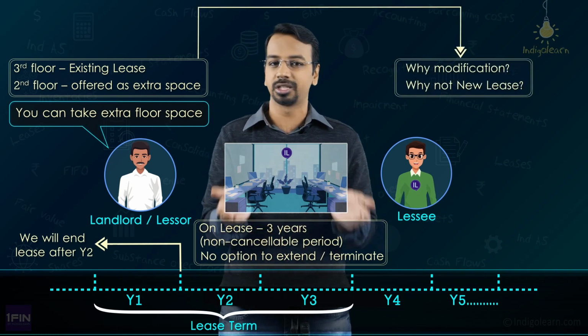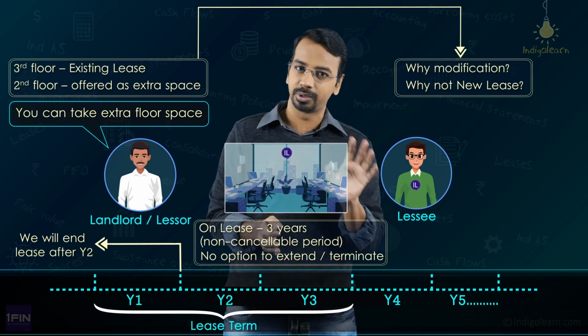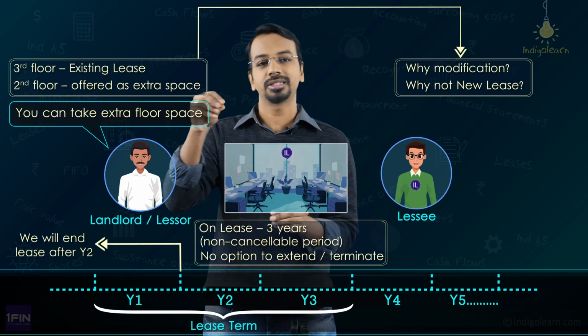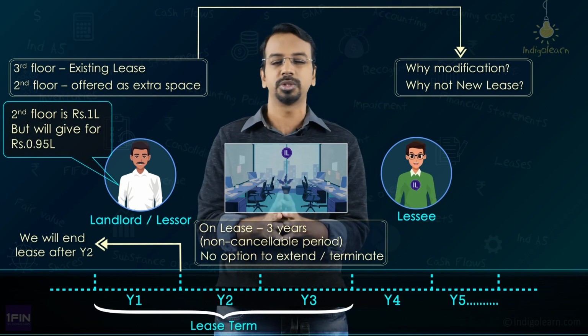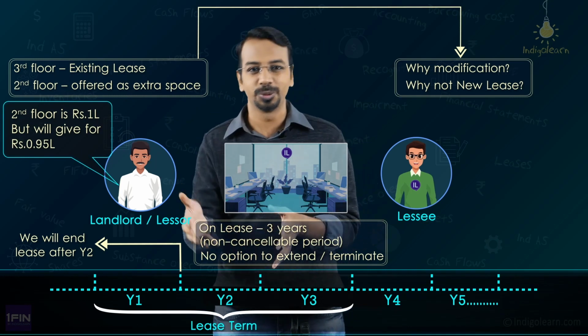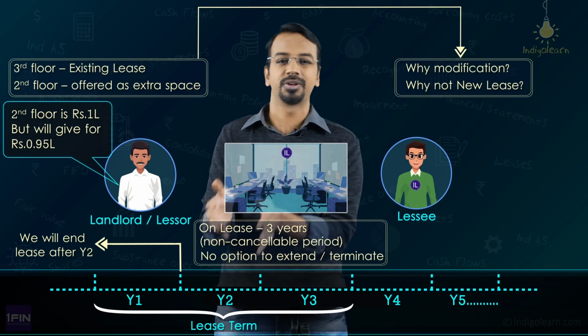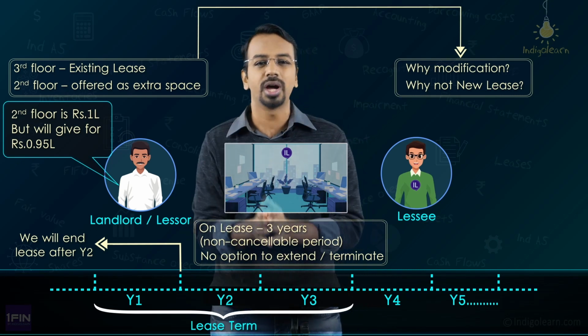See, my contract is for the third floor. For the third floor, I pay 1 lakh per month. For the second floor, the landlord says the market rental is 1 lakh per month, but I will offer it to you at maybe 95,000 per month because I need not search for a new tenant. I need not incur marketing costs, advertisement costs, all of those things. So, I will give it to you at 95,000.